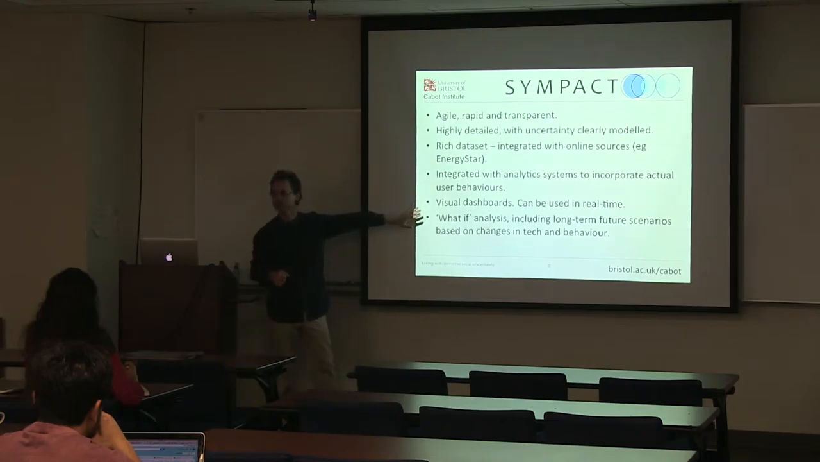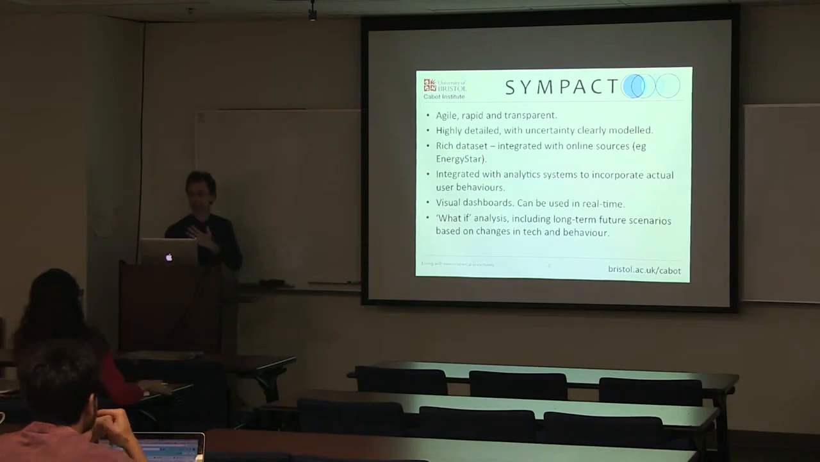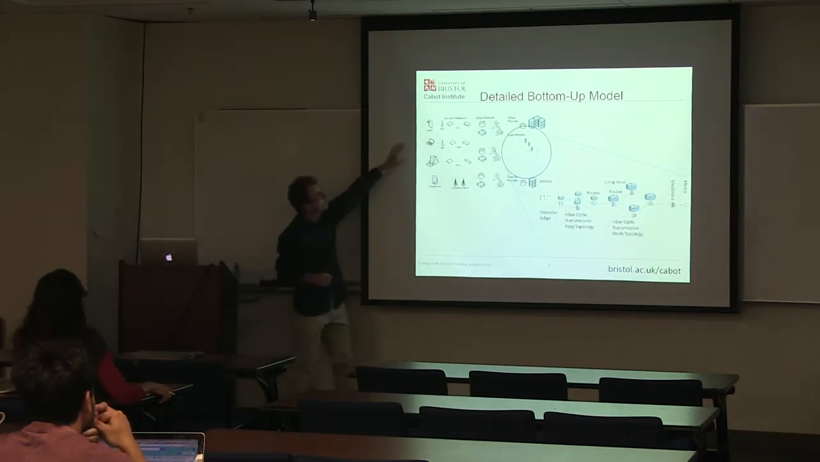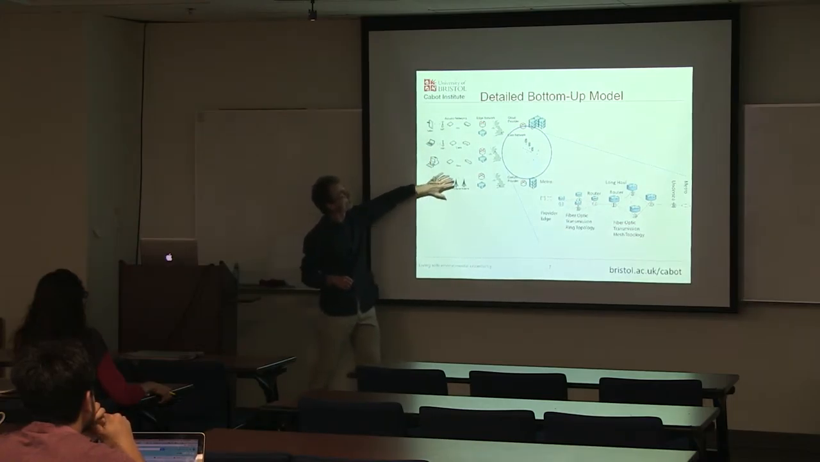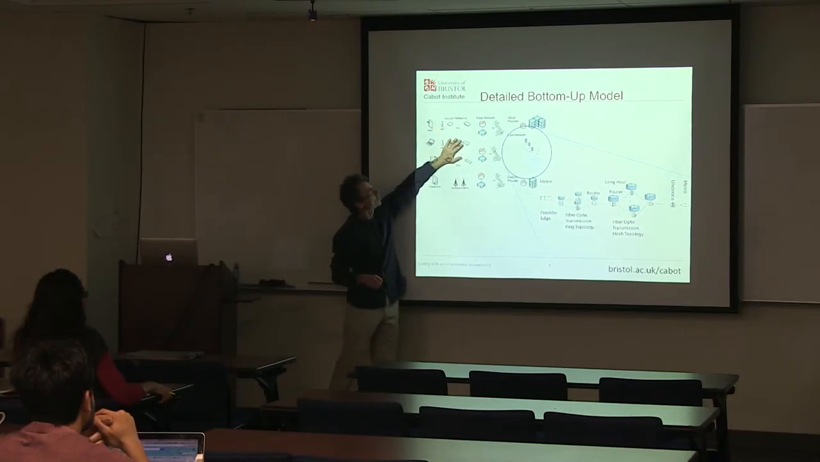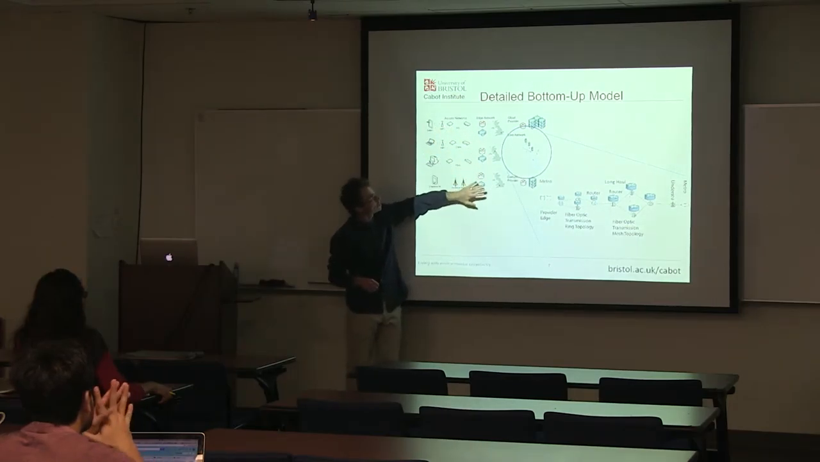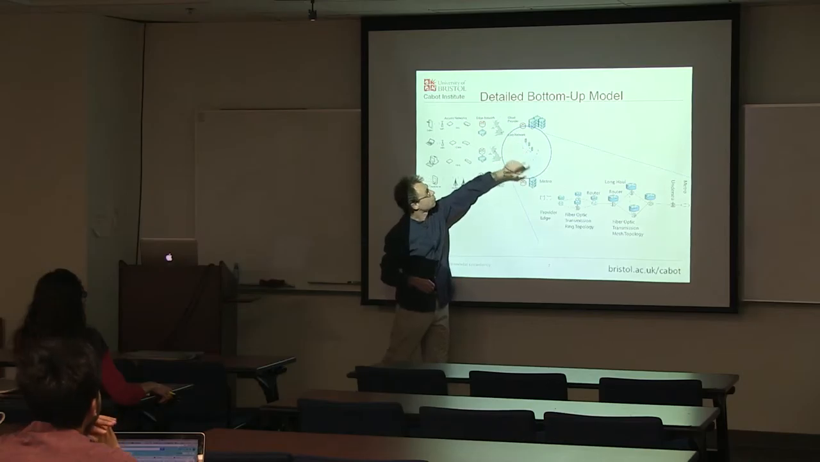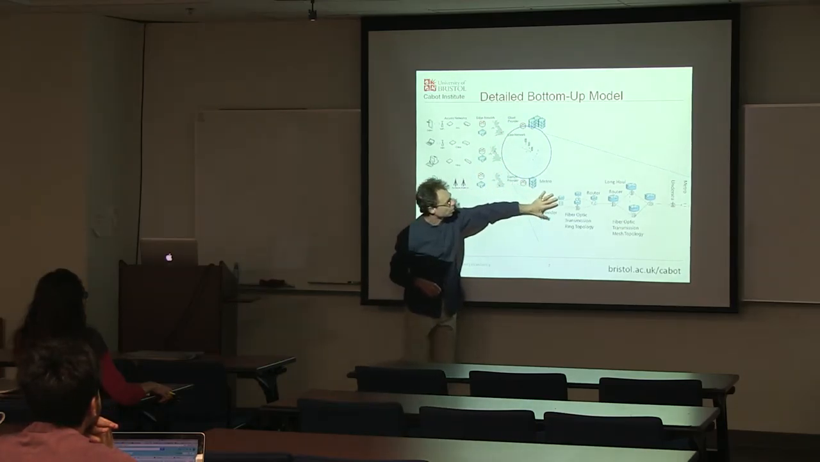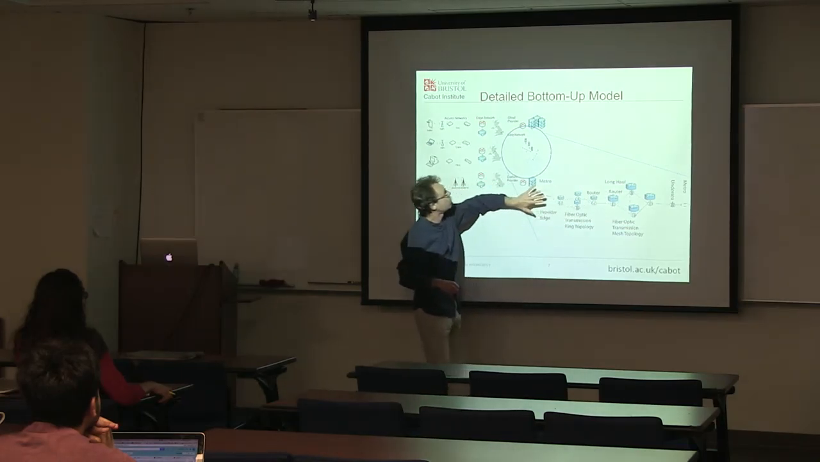Visual dashboards, so you can see what's going on in real time, see how things are changing as you release a new service. And also what-if analysis to allow you to think about longer-term future scenarios, which I alluded to earlier on. So this is what the model looks like. We've got our devices, various user devices, various kinds of networks, mobile networks, home networks, then the edge networks in cities, the core network, various cloud provider services, and quite detailed information about the core network.